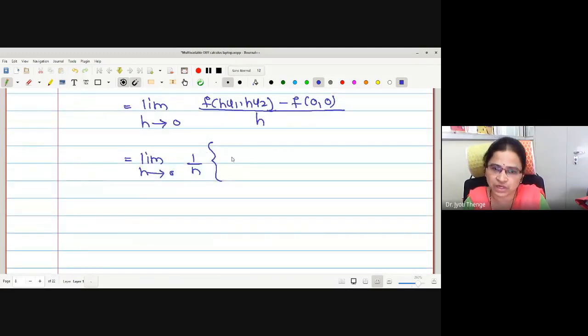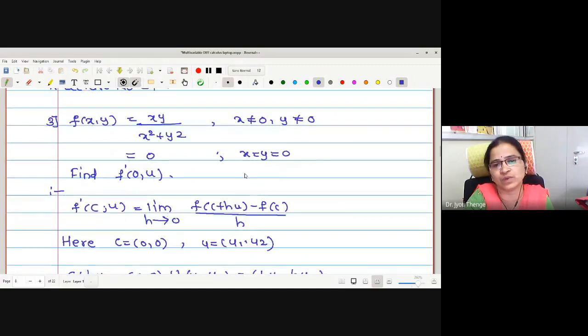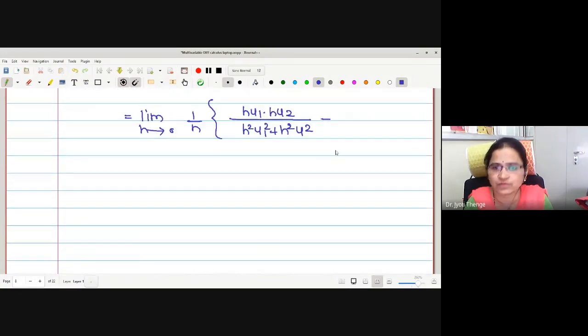Okay, therefore here I may write this as h u1 into h u2 upon h square u1 square plus h square u2 square minus f of 0, 0. What is f of 0, 0? What is the value when x, y both are 0? Is it 0? This is 0. Okay, therefore let us just simplify it.